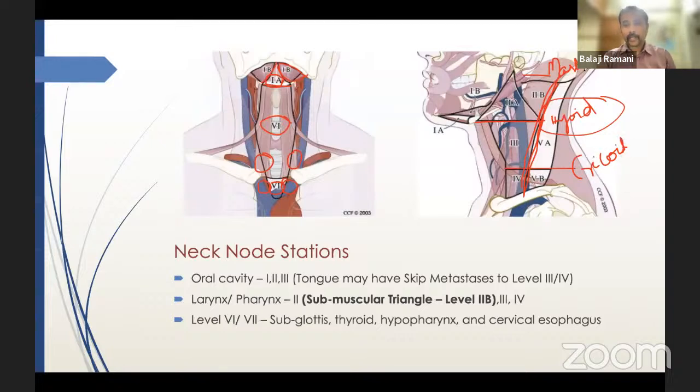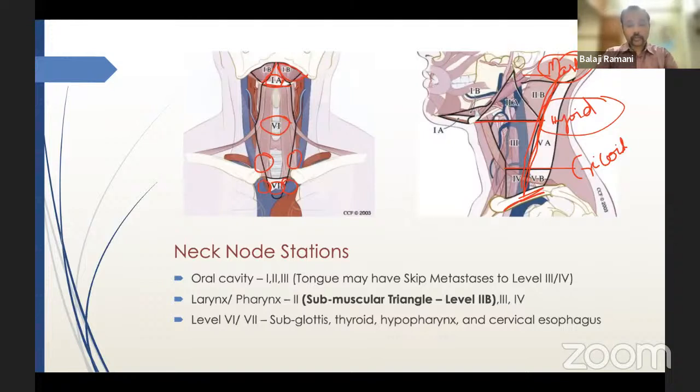So you have the mastoid process, which forms the superior level. Then you have the level of the hyoid, the level of the cricoid, and then of course the clavicle here. These are the four boundaries that will divide your neck node stations. The lateral neck nodes are divided as follows: mastoid to hyoid is going to be level 2.